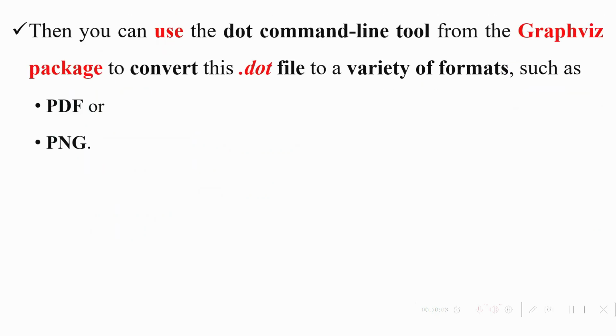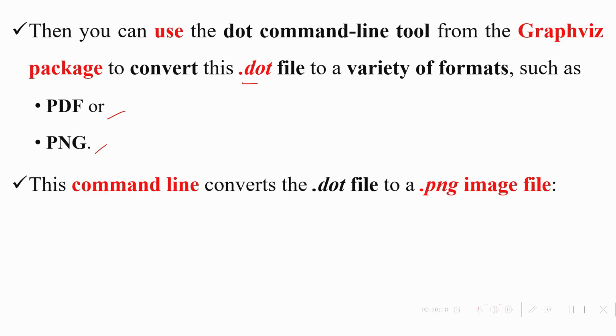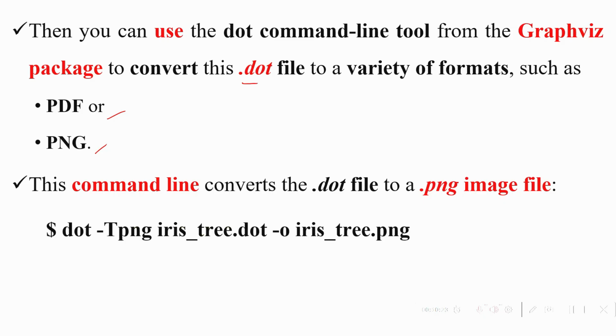Then we can use the dot command line tool from the Graphviz package to convert this dot file to a variety of formats like PDF or PNG, or image file format. This command line converts the dot file into a PNG image file. So now: dot -Tpng iris_tree.dot -o iris_tree.png. That means the output target file is converted into image file format.